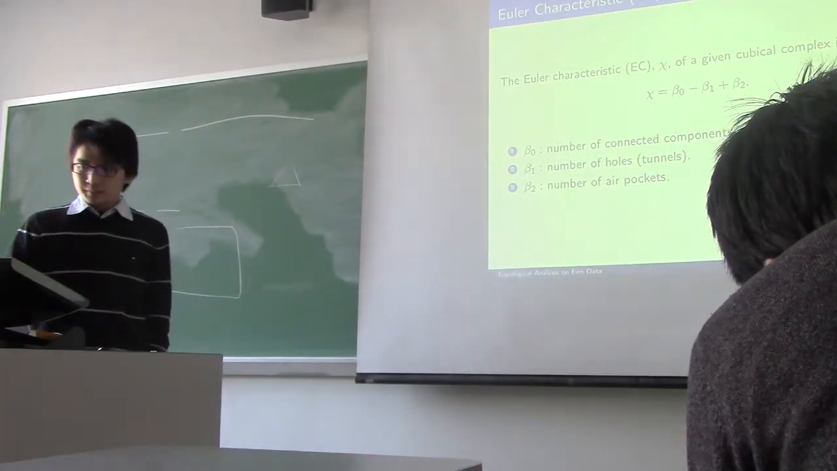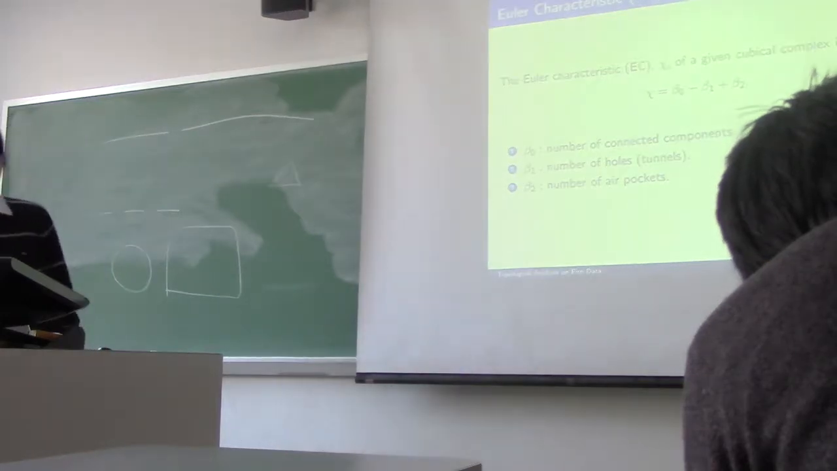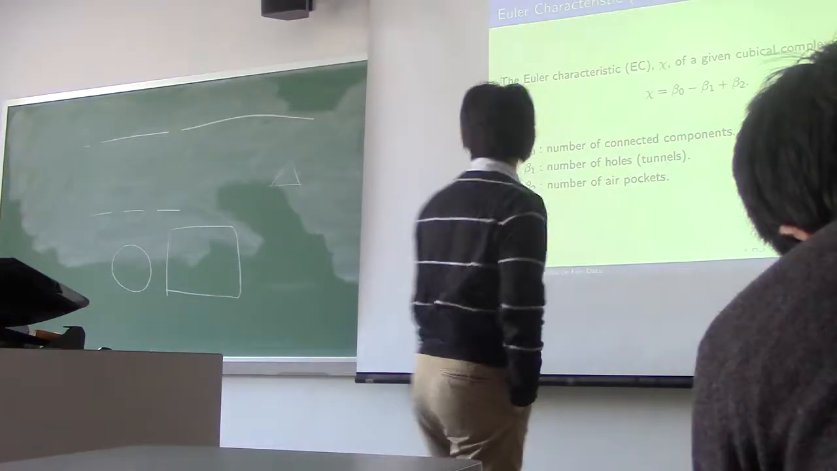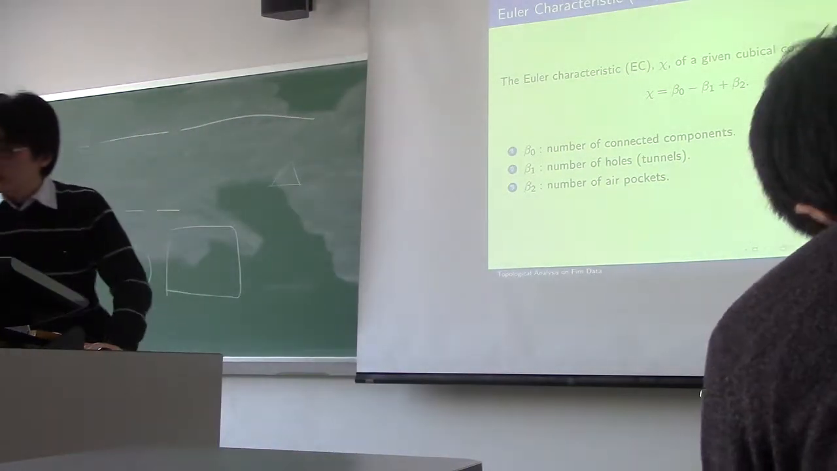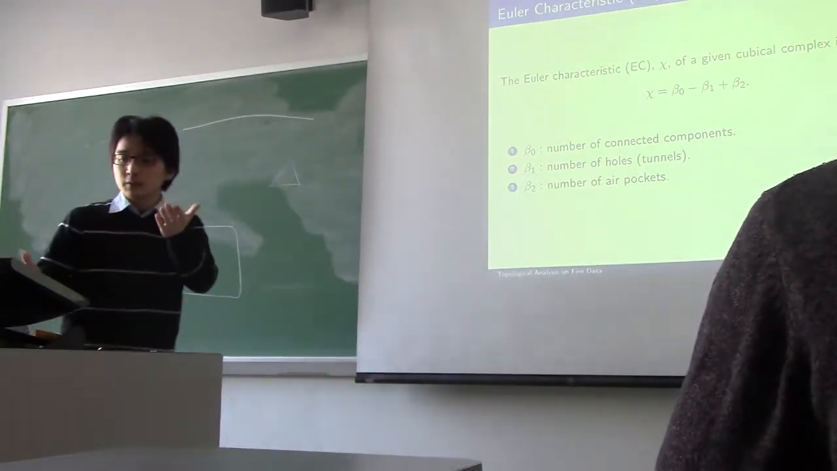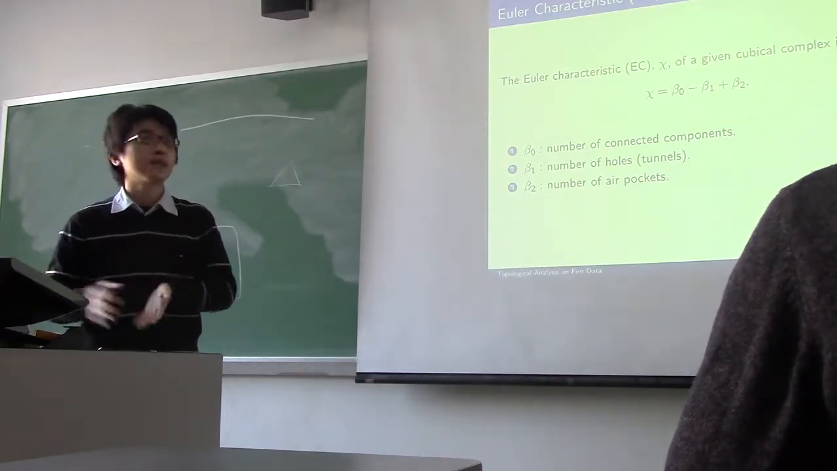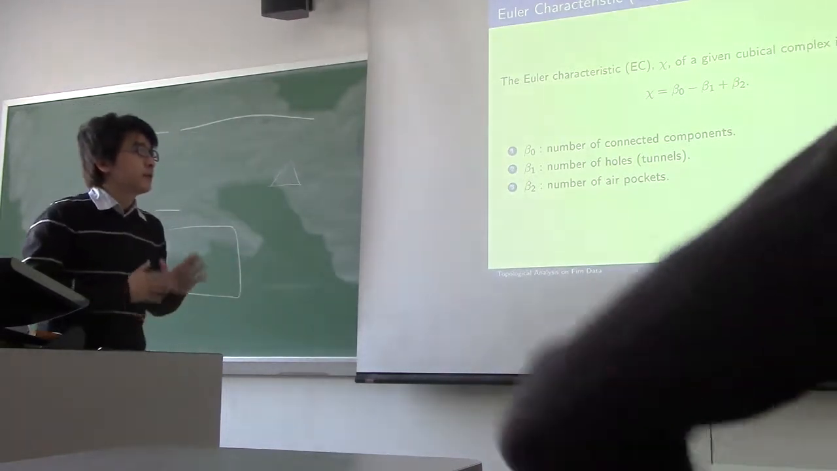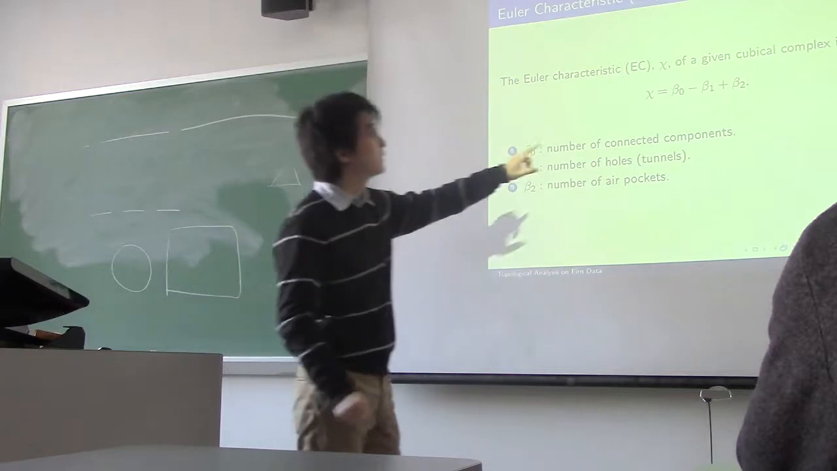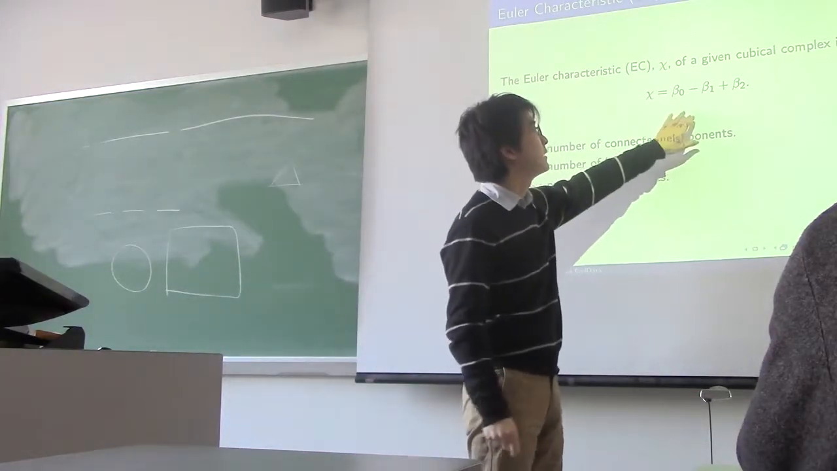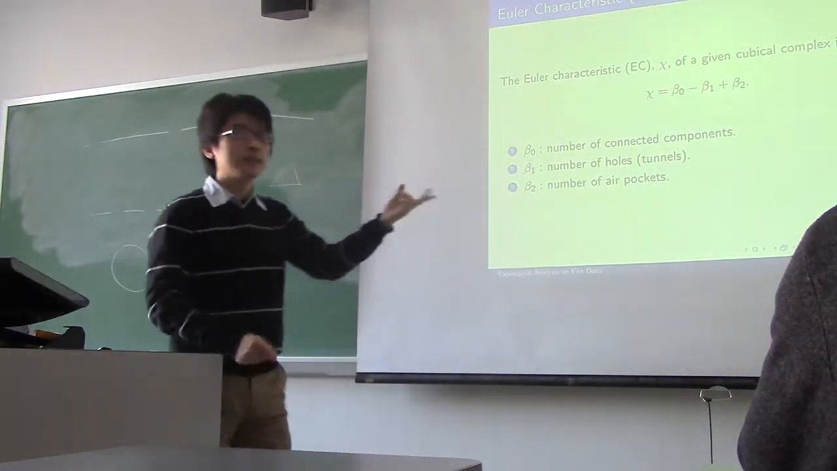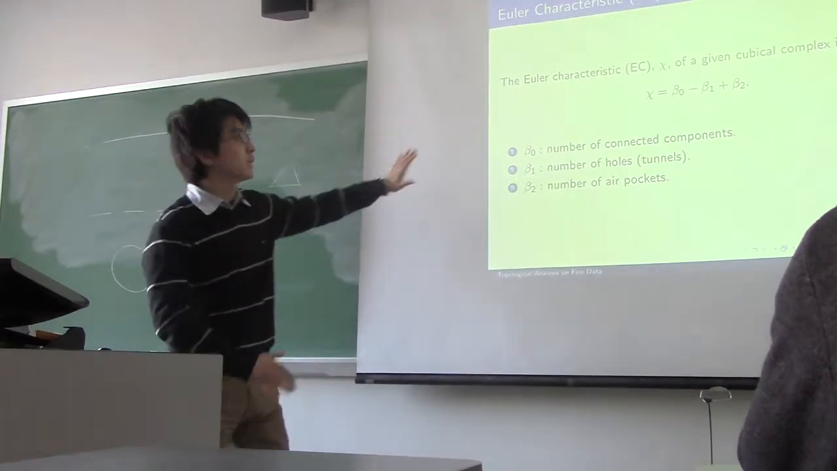So another mathematical term, this is called the Euler characteristic. This is defined to be beta 0 minus beta 1 plus beta 2. This is called the Euler characteristic, okay, in this fancy way. But I believe when you were in high school or maybe middle school, you learned something: vertices minus edges plus faces is always equal to 2. So that's the generalized version we have here.